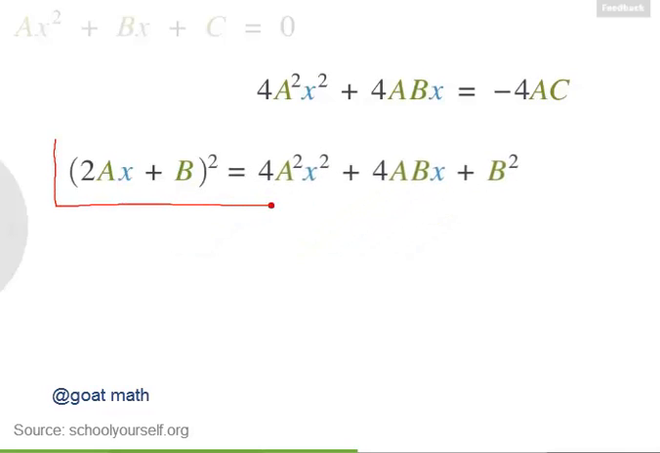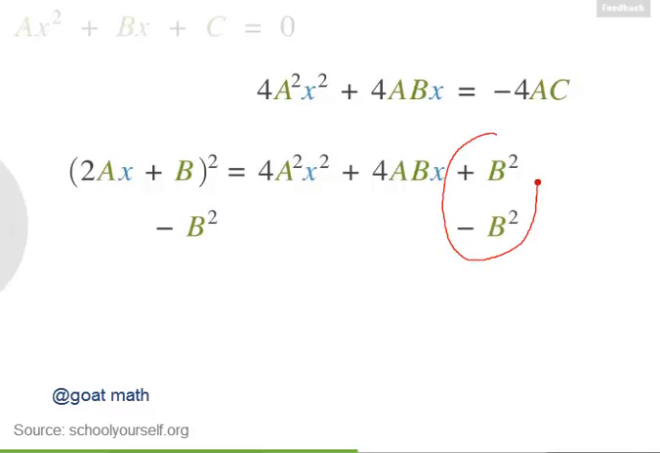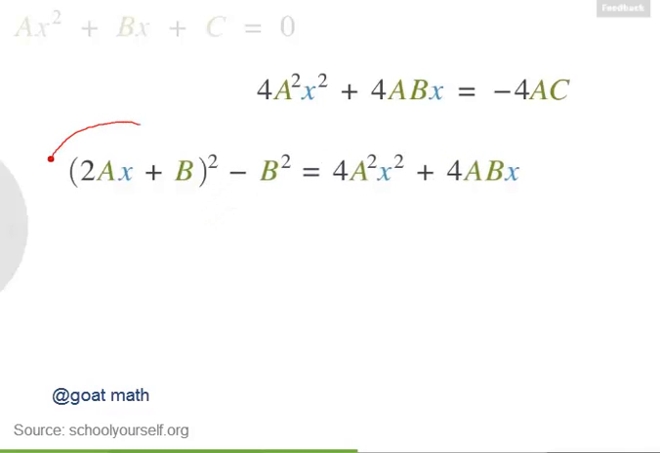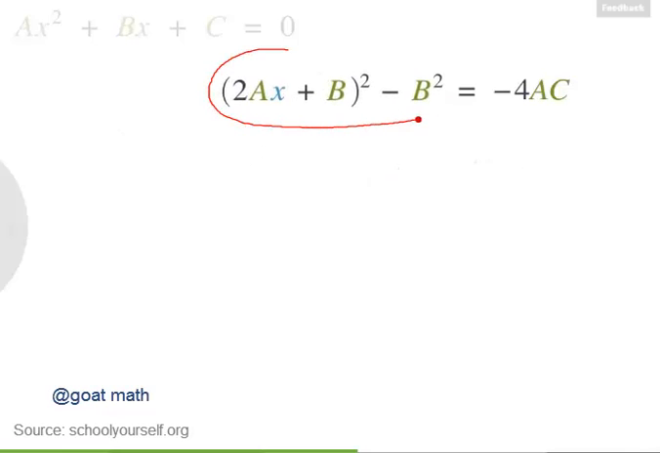So (2ax + b)^2 equals this expression. Finally, let's subtract b^2 from both sides. So these terms cancel out, and on the left we have (2ax + b)^2 - b^2. Aha! Notice that this expression on the right is exactly the same as the expression up here. So we can replace 4a^2x^2 + 4abx, an expression that contains both x^2 and x terms, with (2ax + b)^2 - b^2, an expression that contains exactly one x.